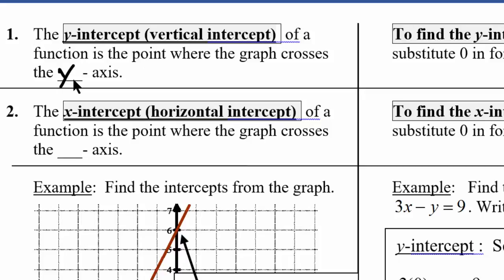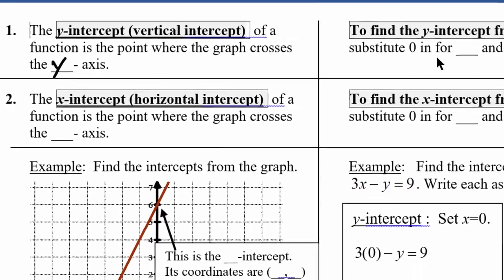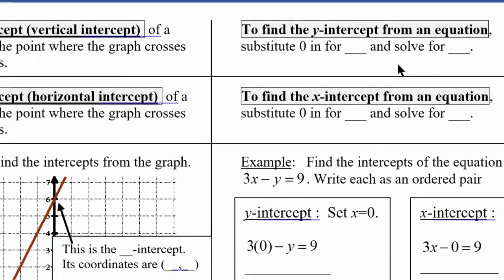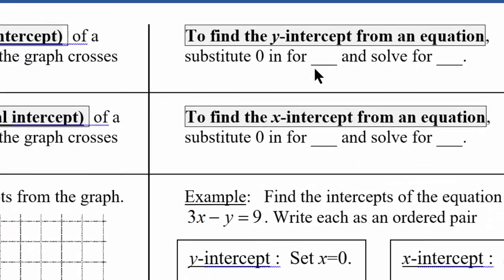So I write y here. You can also think of this as the vertical axis. That would work as well. To find the y-intercept from an equation, substitute in 0 for x and solve for y. You can also think of this as sub in 0 for the input and solve for the output. So I filled in 0 for x and solved for y.